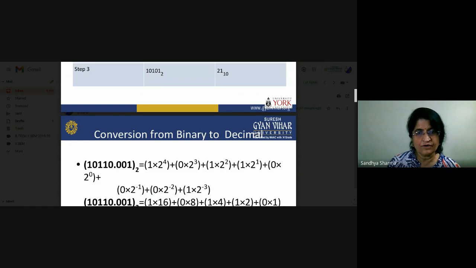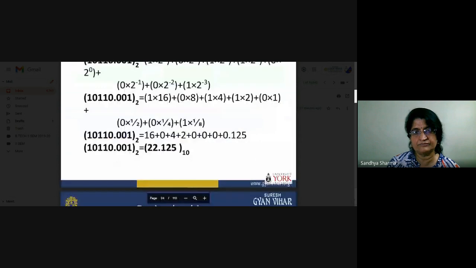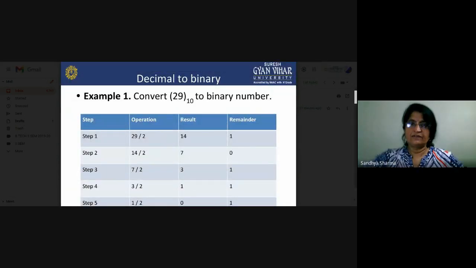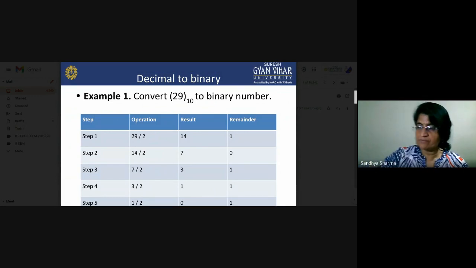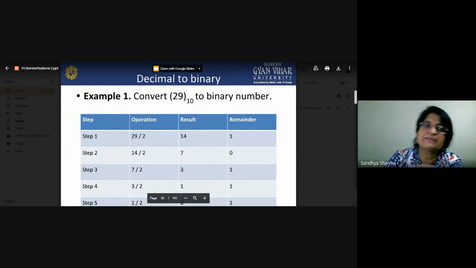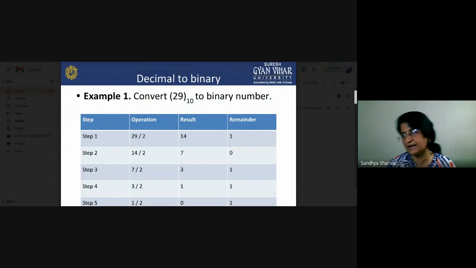Now we will switch to another conversion. Up to now you have been given the decimal value and had to calculate the binary value. Now what will happen here? You are given 29. This is an example for our practice purpose. You have to convert the decimal number 29 into binary.